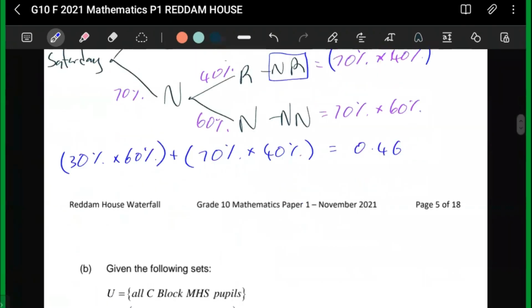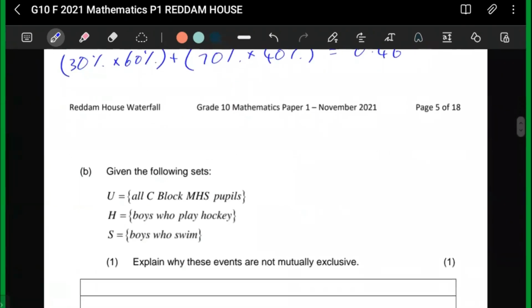Let's move on. It says here, given the following sets, all C block. Okay, so U is representing everyone in block C. H is representing the boys who play hockey. S is representing the boys who swim. So for 1 mark, they're asking, explain why these events are not mutually exclusive.